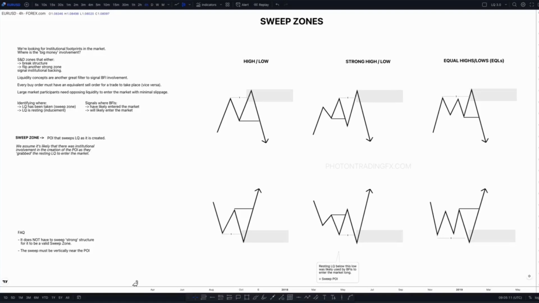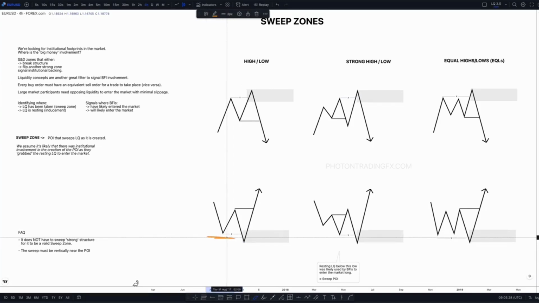So, a 20-second recap on what a sweep zone is. It's essentially another filter that we are using that potentially indicates that a supply or demand zone was created by institutional, big money involvement. The theory is that they've likely used the available sell side liquidity below that low to enter their long positions, which then leads to that break of structure, or likewise using the buy side liquidity above those highs to enter their short positions.